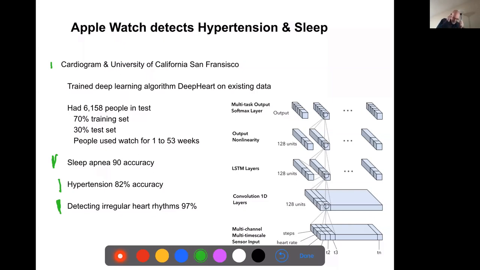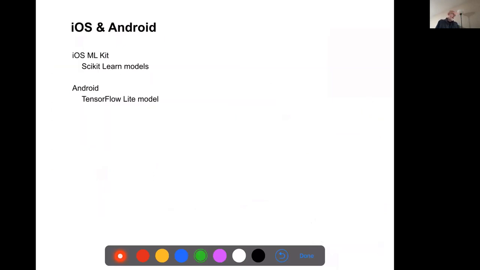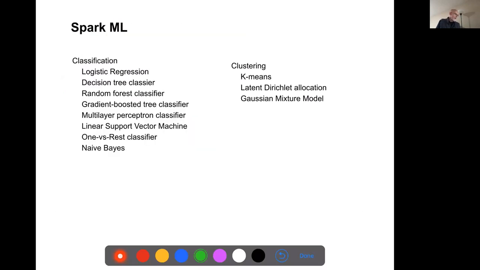And of course, this is why almost every computer science student in the country wants to learn about machine learning and neural networks. So literally, if you want to build an iOS application that contains machine learning, you first build a model using Scikit-learn, and then Apple has software to convert it to the format for their machine learning kit. Android uses TensorFlow, but again, you create a model and add it to the Android project.